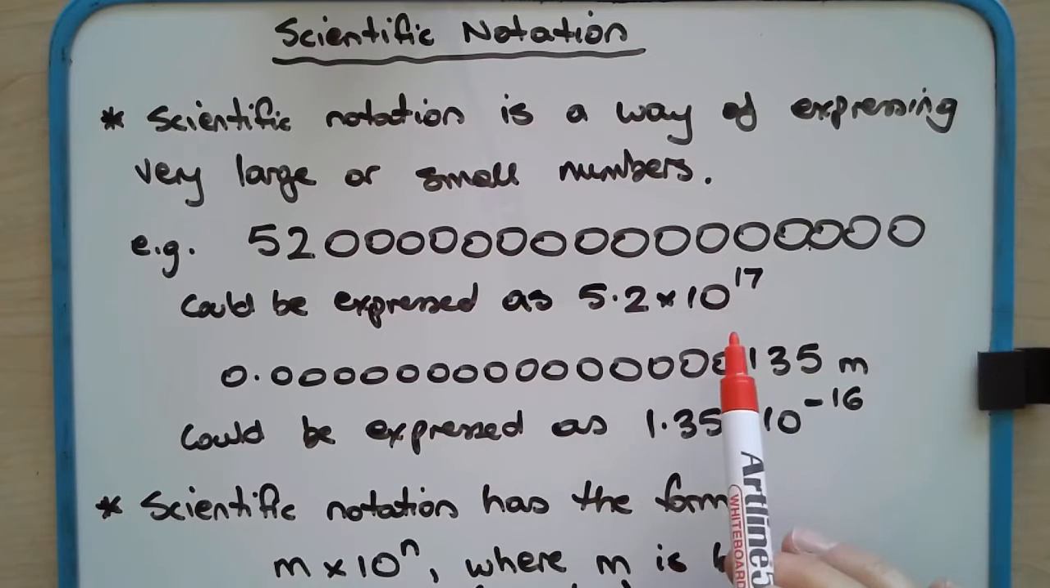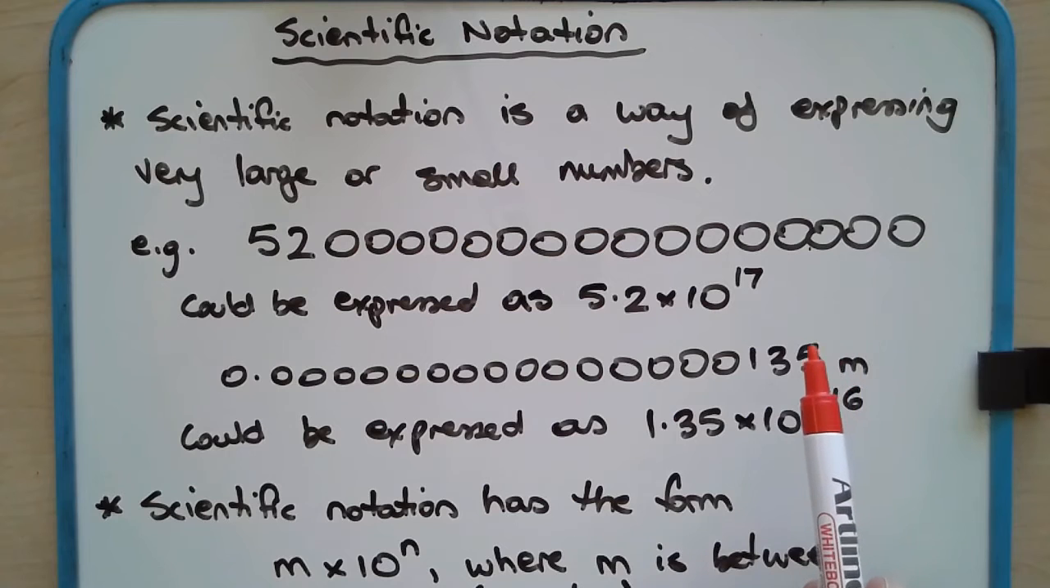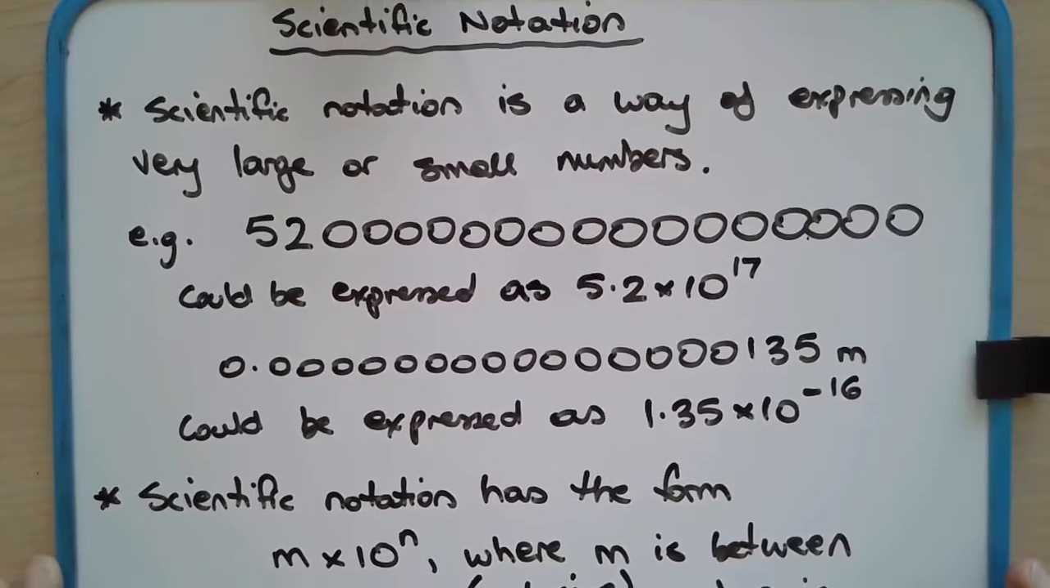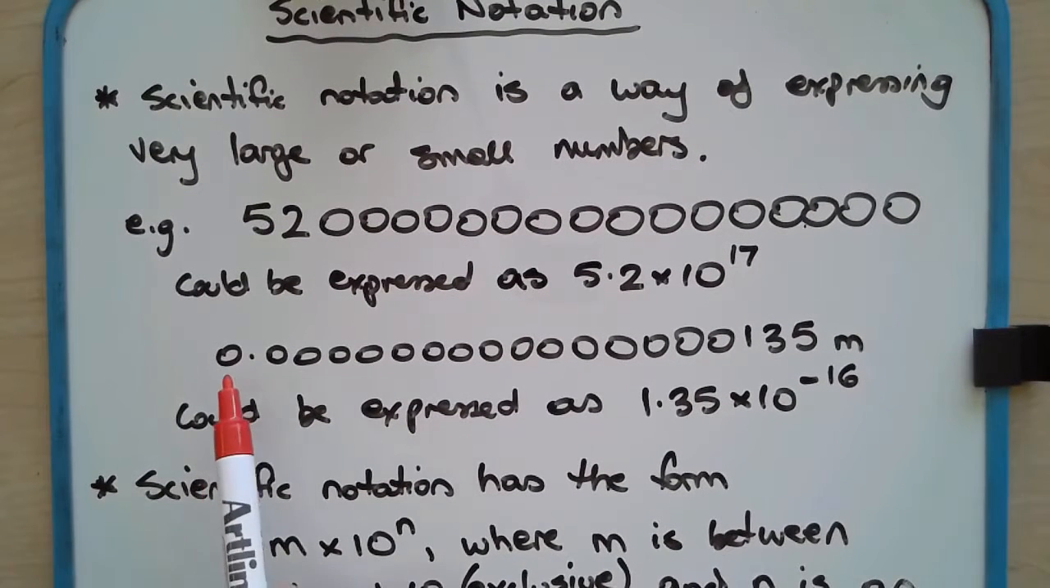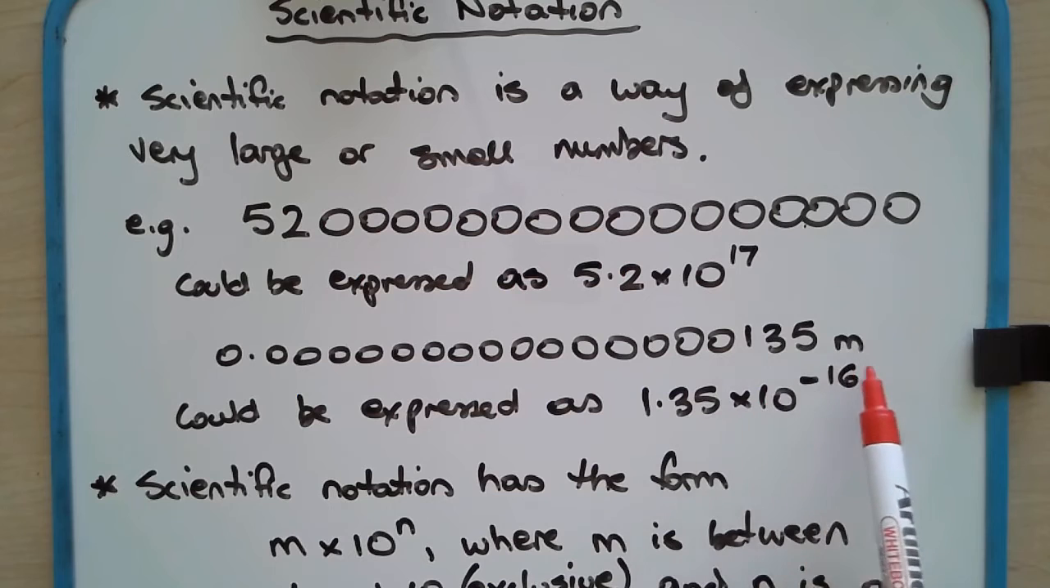This may be familiar to you, may not be, or you might have forgotten, so it's a good recap nevertheless. How about really small numbers? If you take, for example, 0. and a whole lot of zeros, 135 meters, we could express that as 1.35 times 10 to the negative 16. This negative index just means that it's a very, very small number. In other words, it's a very small decimal.